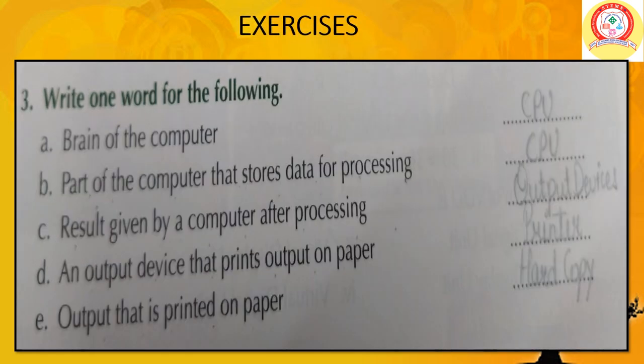In the third one, write one word for the following. A, the brain of the computer is the CPU. B, the part of the computer that stores data for processing is the register. C, the result given by a computer after processing is the output. D, an output device that prints output on paper is called a printer. E, output that is printed on paper is called a hard copy.